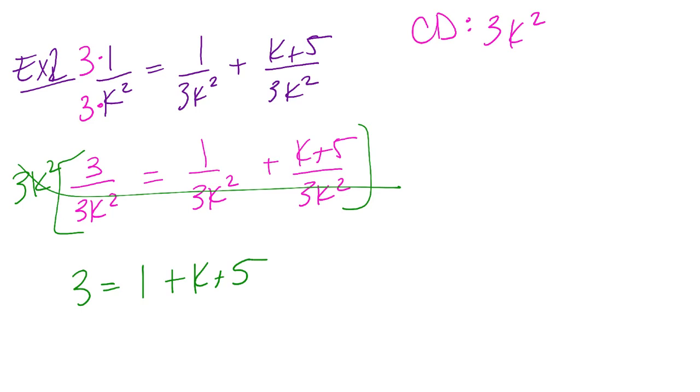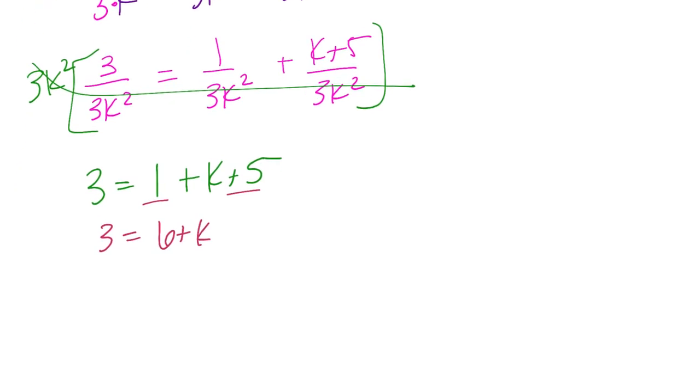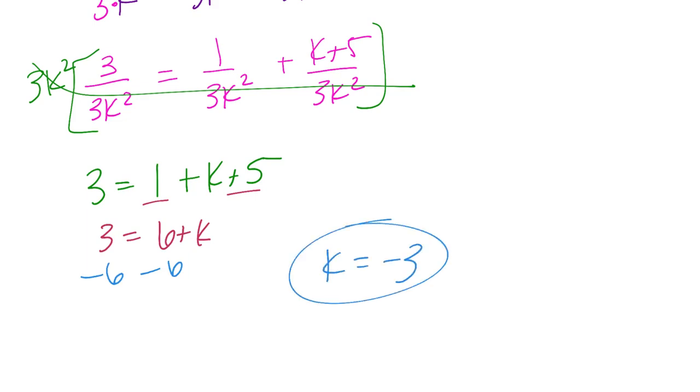So then we want to combine our like terms. 1 and 5 is 6. 3 equals 6 plus k. We want to finish solving that. We're going to minus 6 on both sides. k equals -3.